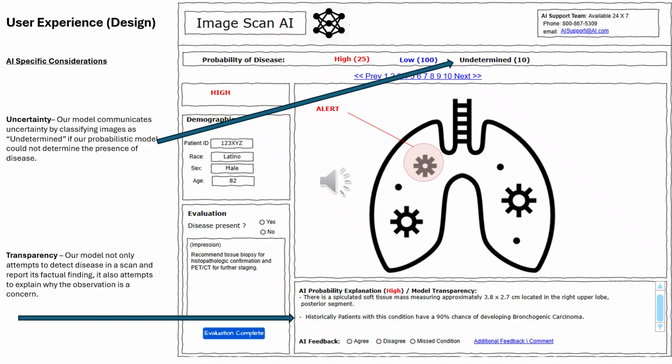Our model communicates uncertainty by classifying images as undetermined if our probabilistic model could not determine the presence of disease. Regarding transparency, our model not only attempts to detect disease in a scan and report its factual findings, but it also attempts to explain why the observation is a concern.